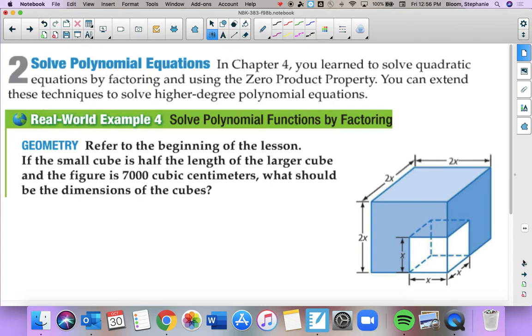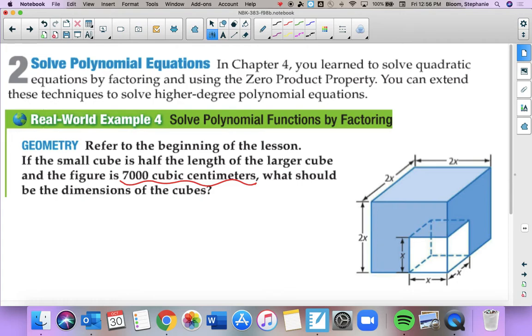So this one says if the small cube is half the length of the larger cube, I want everybody to notice they're letting the sides of the small cube be x, all right? They're letting the large sides be 2x. Why does that make sense? Good. It's just the reverse of what they're saying. If the small cube is half the large cube, that means the large cube is double the small. The figure is 7,000 cubic centimeters. What should be the dimensions of the cubes?